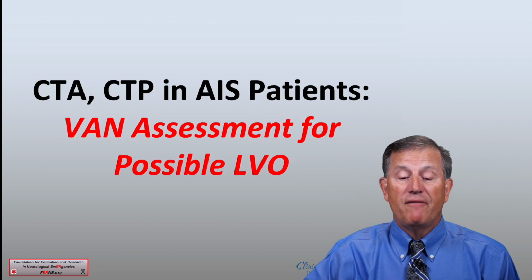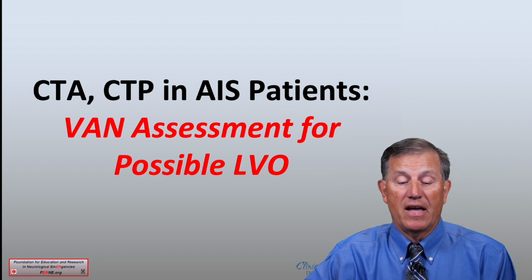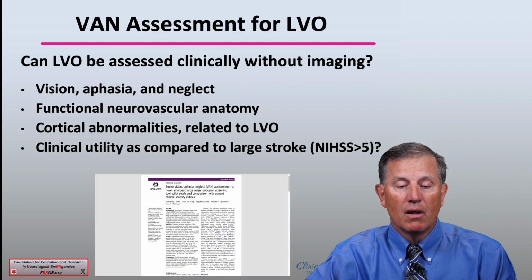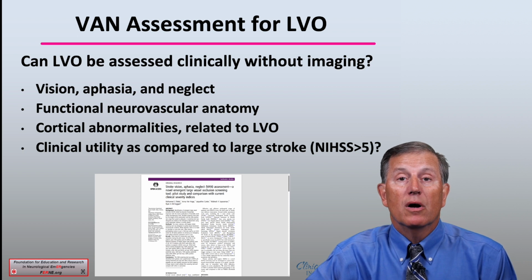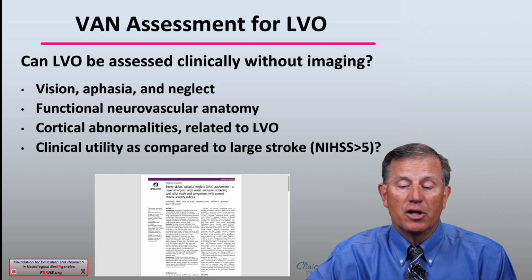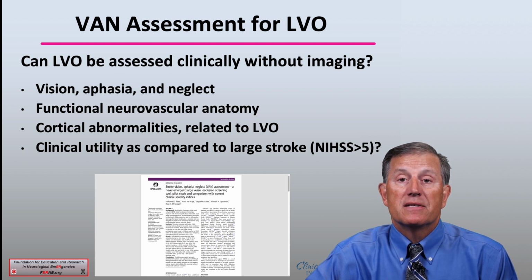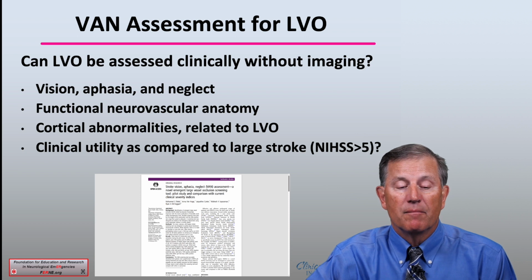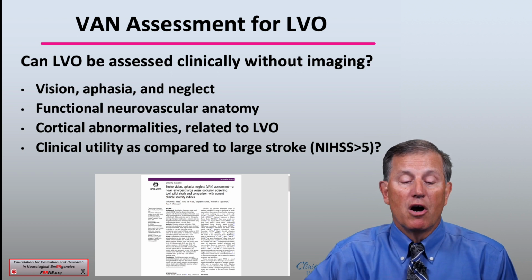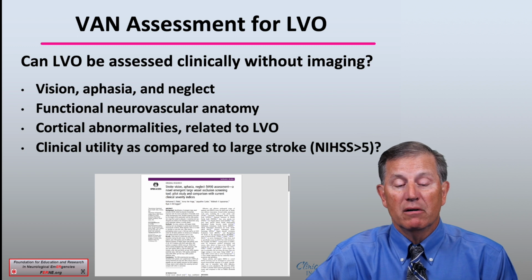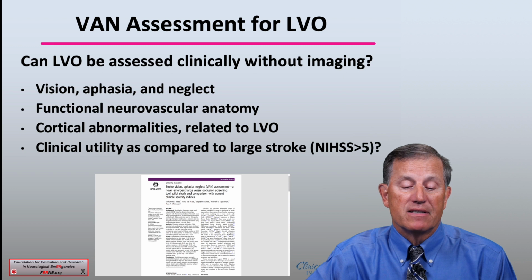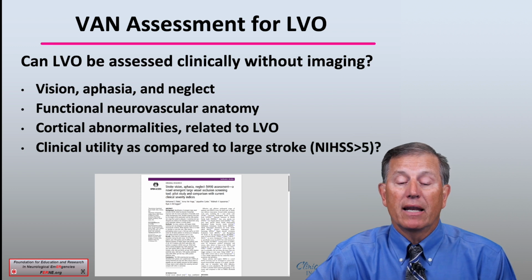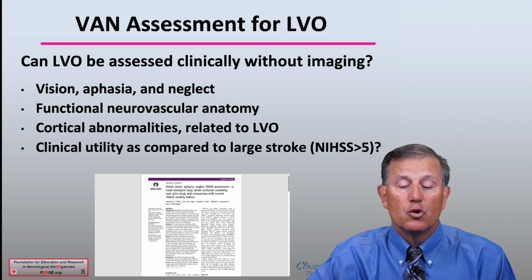Now, what is meant by the VAN assessment for possible large vessel occlusion? This article demonstrates that it is possible to estimate whether there is a large vessel occlusion without specific CT multi-modal testing. When we talk about VAN, we're talking about vision, aphasia, and neglect. And these are functional neurovascular anatomy deficits. These are cortical abnormalities that suggest a large vessel occlusion.